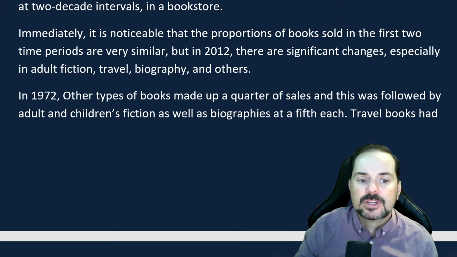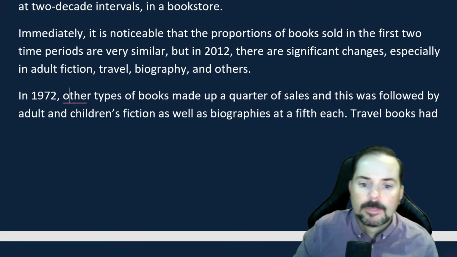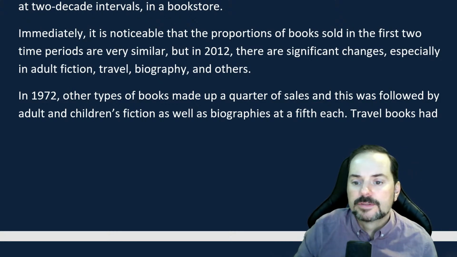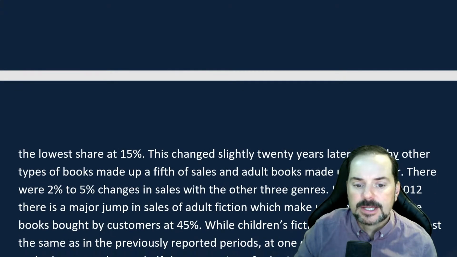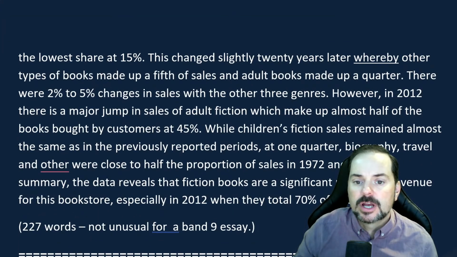In 1972, other types of books made up a quarter of sales, and this was followed by adult and children's fiction, as well as biographies at a fifth each. Travel books had the lowest share at 15%. This changed slightly 20 years later, whereby other types of books made up a fifth of sales, and adult books made up a quarter. There were 2 to 5% changes in sales with the other 3 genres.